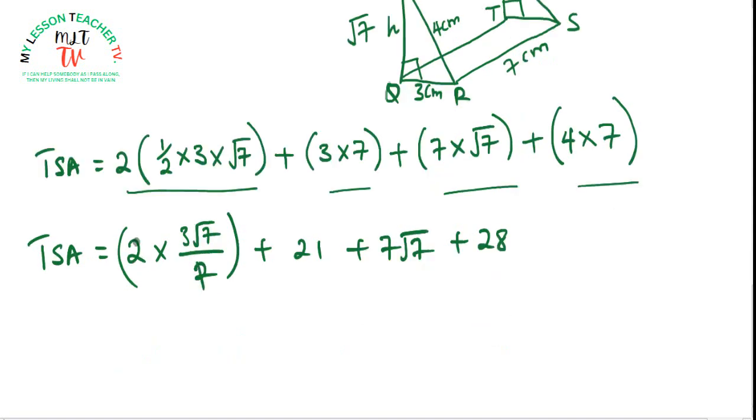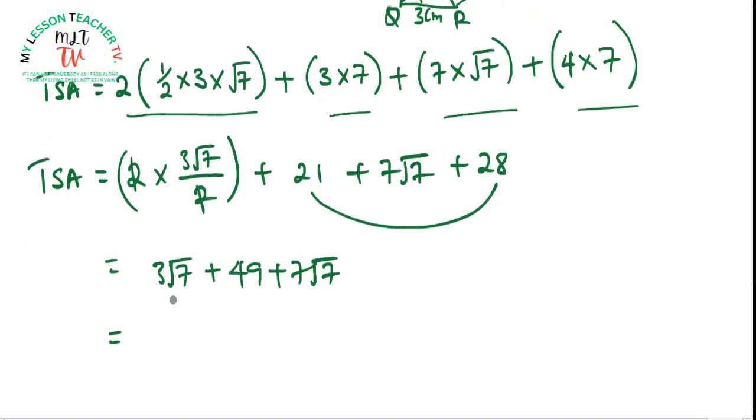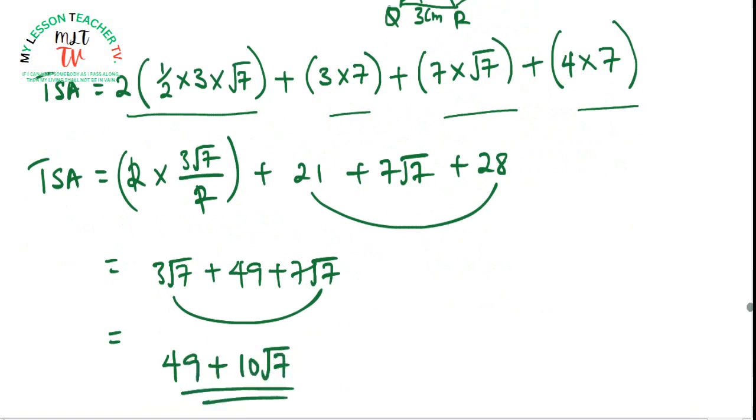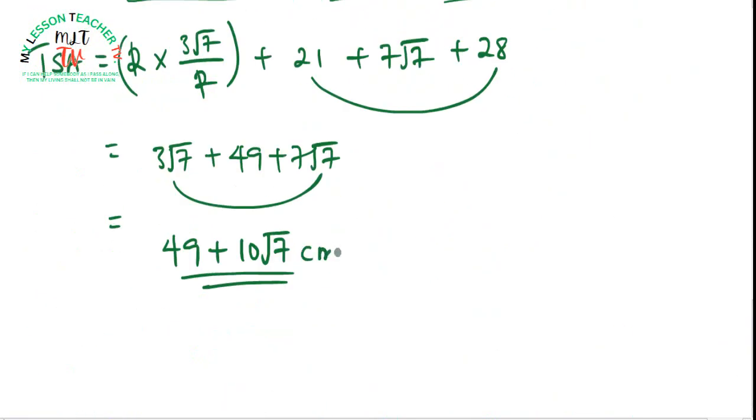When you simplify this, the 2 cancels out, and we have 3 root 7 plus 21 plus 28, that is 49, plus 7 root 7. So when you simplify by adding these two, you have 49 plus 10 root 7, and this is your answer in short form, and your unit is in centimeters squared. So you can then use your calculators and simplify this further. So you have 49 plus 10 times root 7.